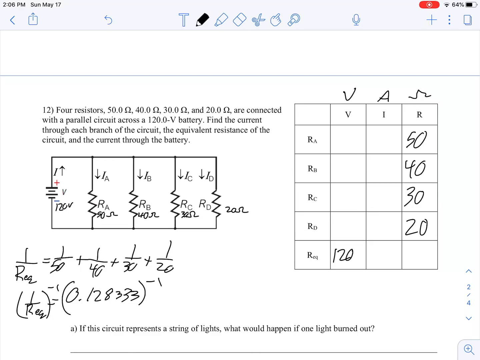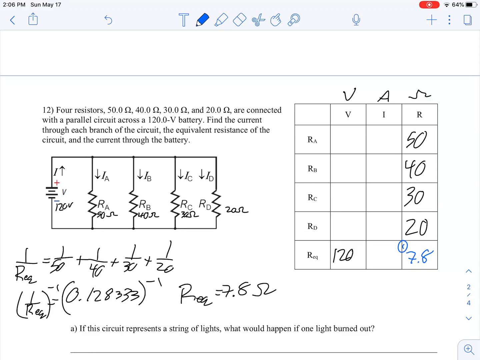So raise it to the -1 power. And I'm getting, we'll just round a little bit, 7.8 ohms. Let's put that in blue because it's a value that we just solved for. So that's the first thing we did, 7.8 ohms.